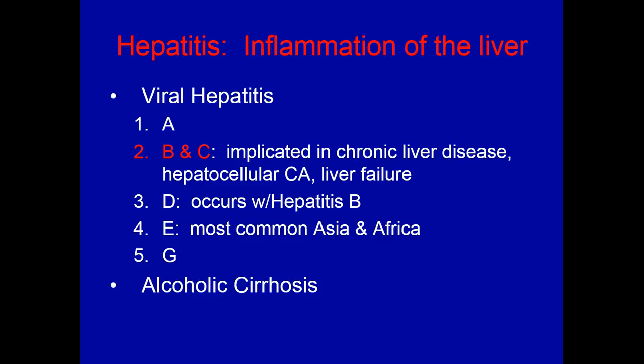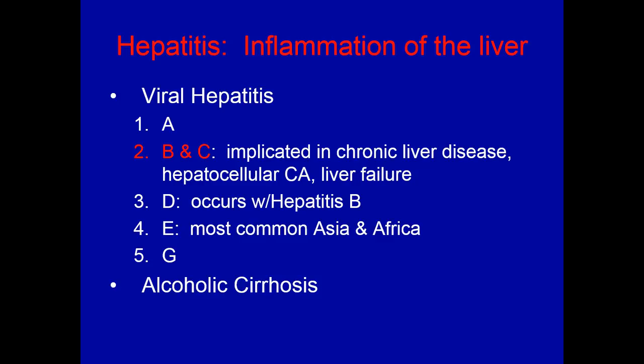All right, so B and C are in red because those are the bad ones. B and C are more severe forms of viral hepatitis. They are implicated in chronic liver disease. They're very difficult to treat, hard to cure. They are connected to hepatocellular cancer, so an increased risk of liver cancer, and increased risk of permanent liver failure. So those are the ones we're going to focus on. There is a vaccine for B. There is no vaccine for C.